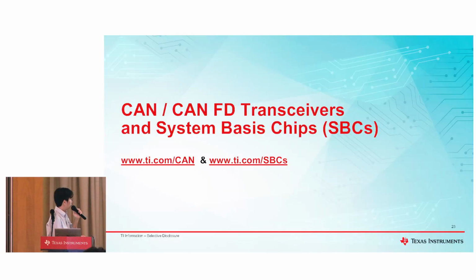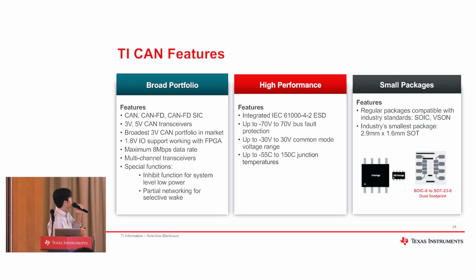Next, we talk a bit about the CAN transceiver and the CAN SBC. Okay. So for the CAN portfolio, we have a very broad portfolio. We have CAN FD and CAN FD SiC products. Our devices can support a 3 volt system or a 5 volt system, and the maximum data rate can go up to 8 megabit per second.